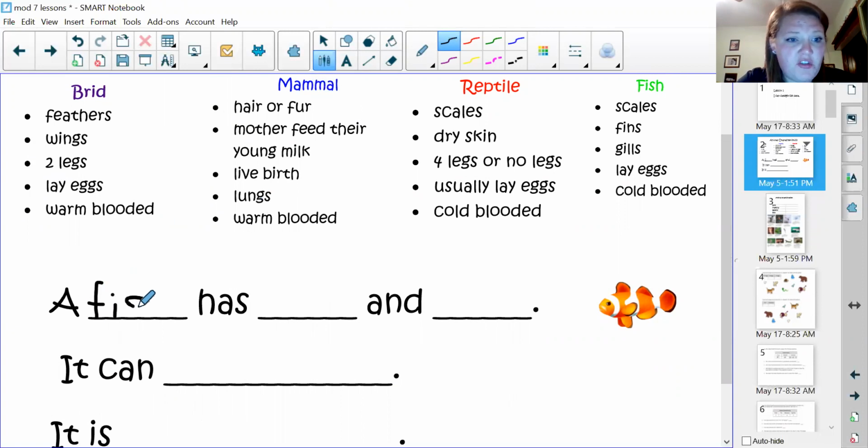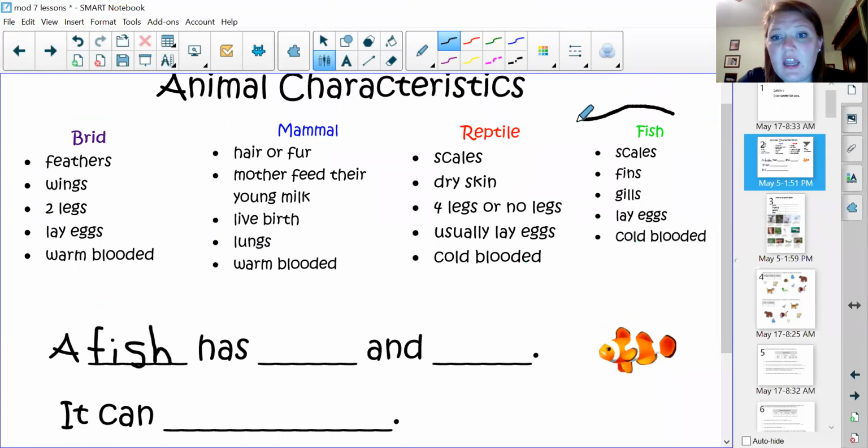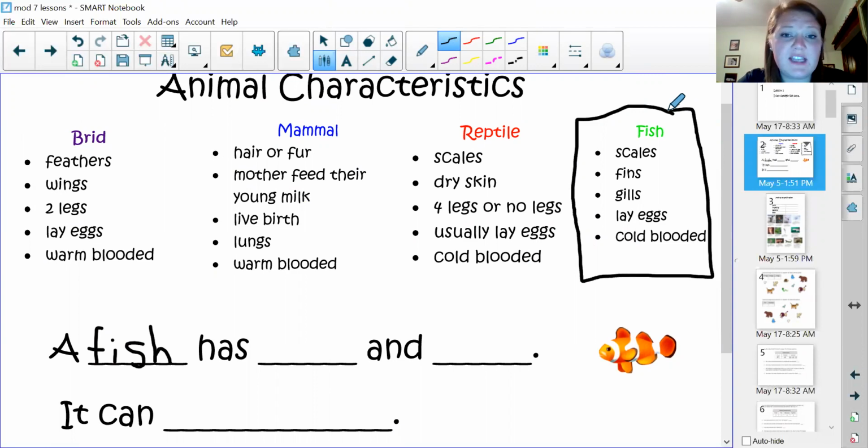What are 2 things that a fish has? What we do is we look up here in this category, and then we pull out 2 things that a fish has because we have 2 blanks. So a fish has blank and blank. What are some things that a fish has? Go ahead and pause the video. You pick 2 things that a fish has.